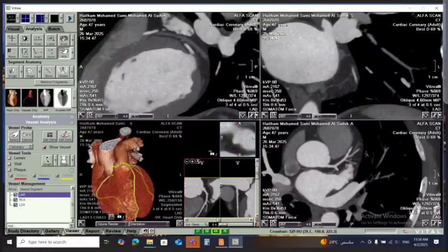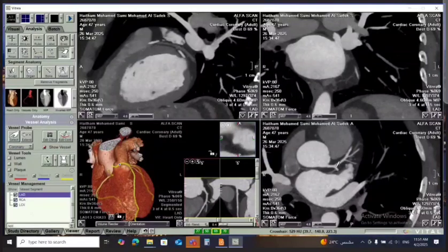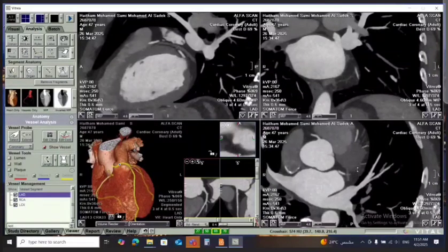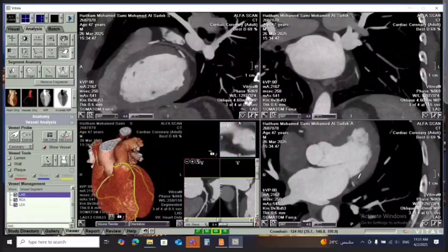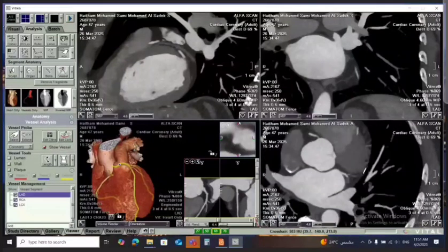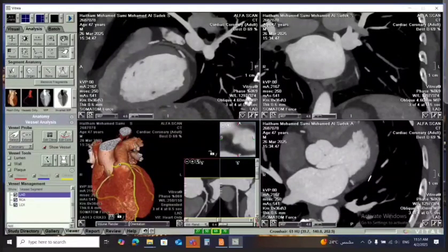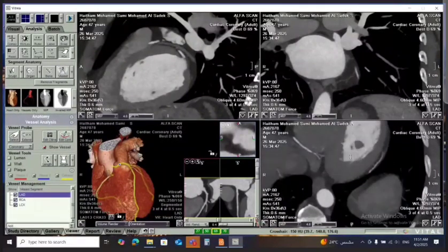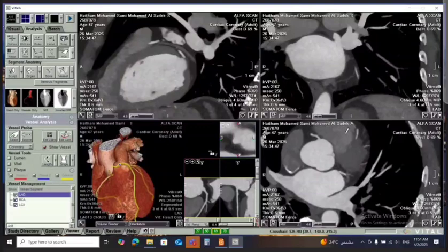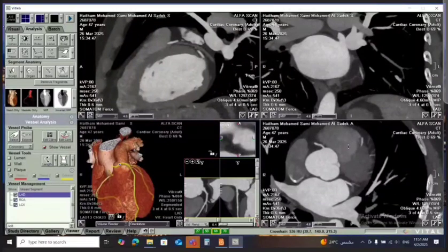In the axial images, this is the left circumflex artery supplying a small OM. This is the first OM, second OM, and finally the third OM artery. This is the right coronary artery. This is the ostium of the RCA, and here is the right coronary sinus.